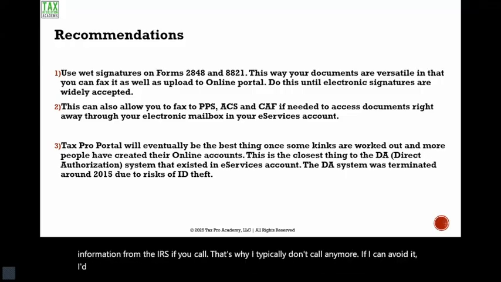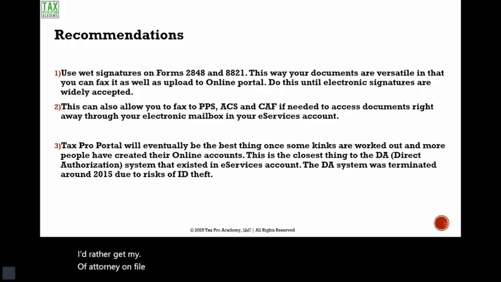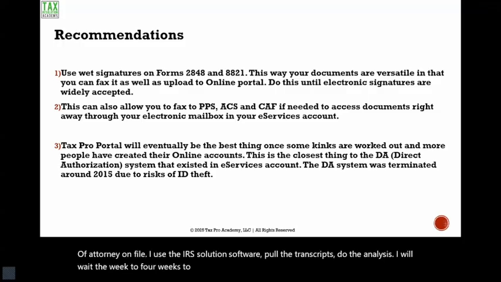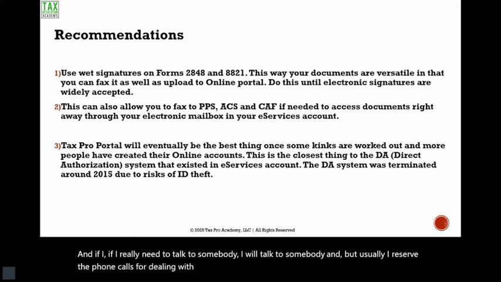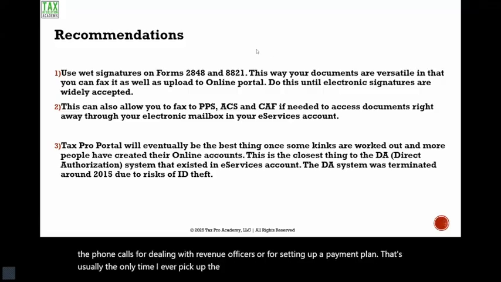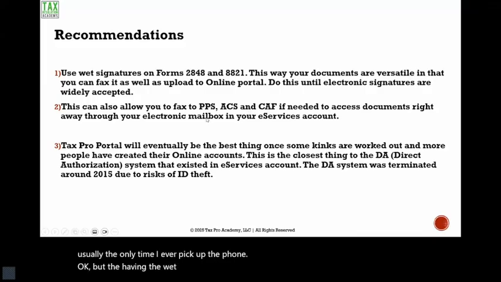I would rather get my power of attorney on file. I use the IRS Solution software, pull the transcripts, do the analysis. I will wait the week to 4 weeks to get that access. And if I really need to talk to somebody, I will talk to somebody. But usually I reserve the phone calls for dealing with revenue officers or for setting up a payment plan. That's usually the only time I ever pick up the phone. Okay. But having the wet signature is for if you're really going to talk to somebody at PPS or ACS.